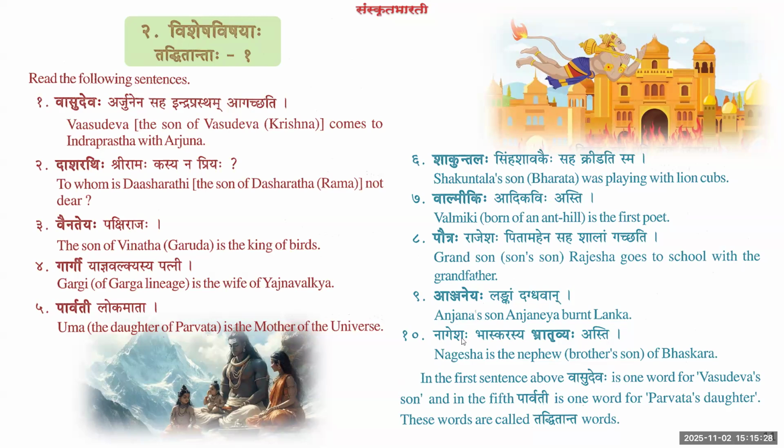Okay. Nageshah Bhaskarasya Bhratruvyaha Asti. Nagesha is a person of a certain name, and Bhaskara is another person. Bhratuhu apatyam puman Bhratruvyaha, so brother's son. Bhratuhu. Bhratru shabda is like Pitru shabda.